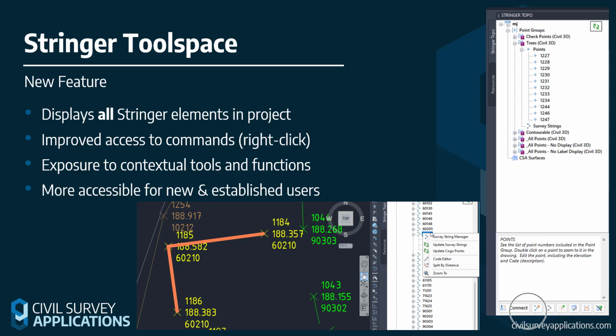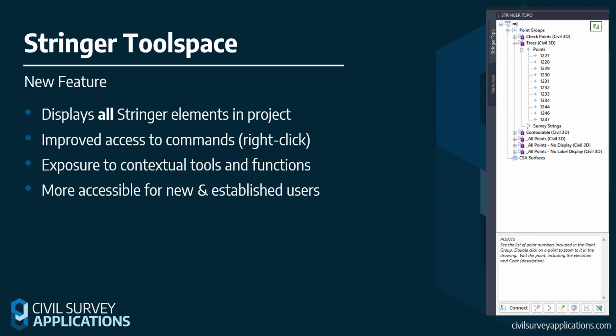As you can see down the bottom here, I have access to Stringer Connect, all the different creation tools for your points, creating your survey strings, managing your trees or multi-symbols, working with your legend table, transform points, and finally working in Model Viewer.